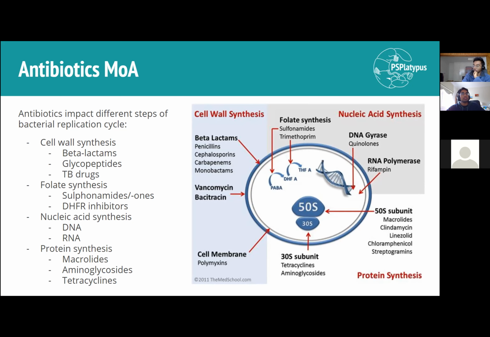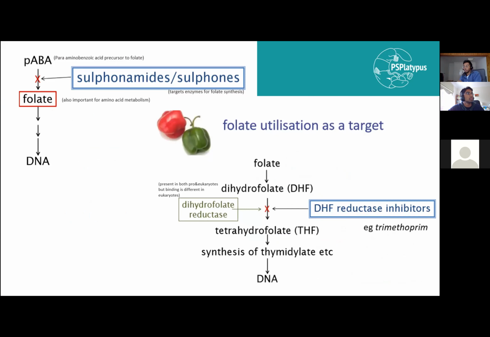Starting off, let's have a look at folate synthesis. We've got sulfonamides and sulfones and DHFR inhibitors. Let's have a look at what they actually are. These are just pictures taken from the slides. On the left, this is the pathway for the formation of folate. It comes from para-aminobenzoic acid, which is a precursor to folate. Sulfonamides and sulfones target the enzymes for folate synthesis. So that's pretty straightforward: if you stop that, folate is not going to form, DNA is not going to form, so you're inhibiting replication.